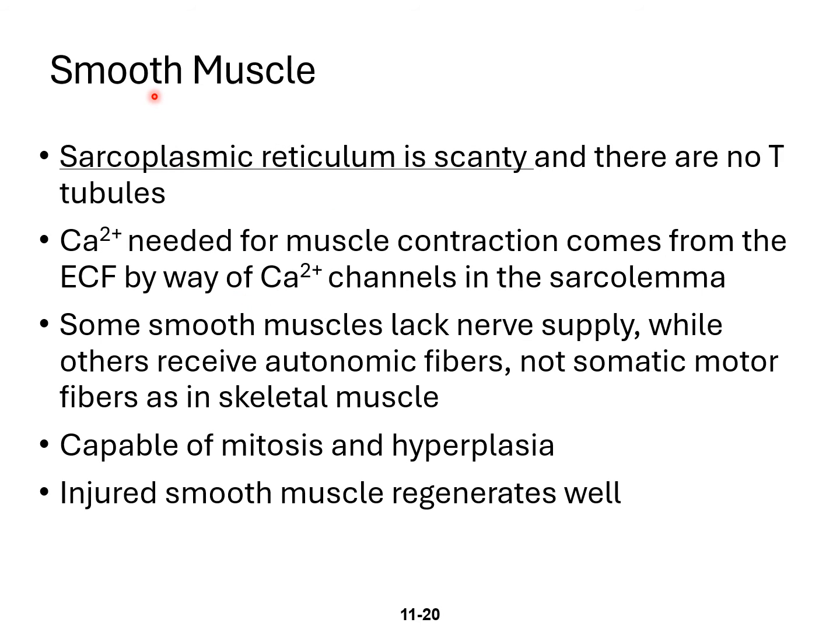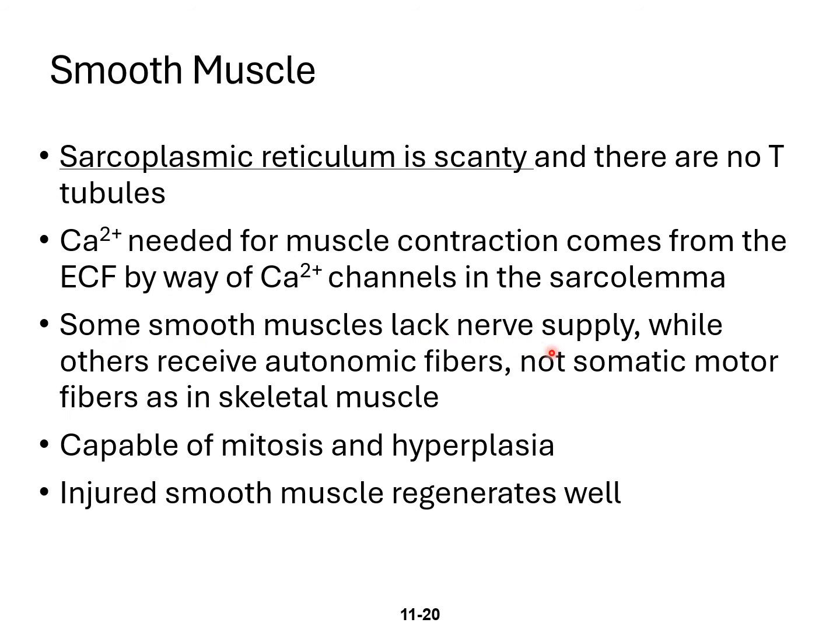Smooth muscles are kind of interesting because the sarcoplasmic reticulum isn't really there, and there are no T-tubules. So the calcium needed for muscle contraction comes from the extracellular fluid by way of calcium channels in the sarcolemma. So it's just the calcium in the extracellular fluid that allows these smooth muscles to contract.